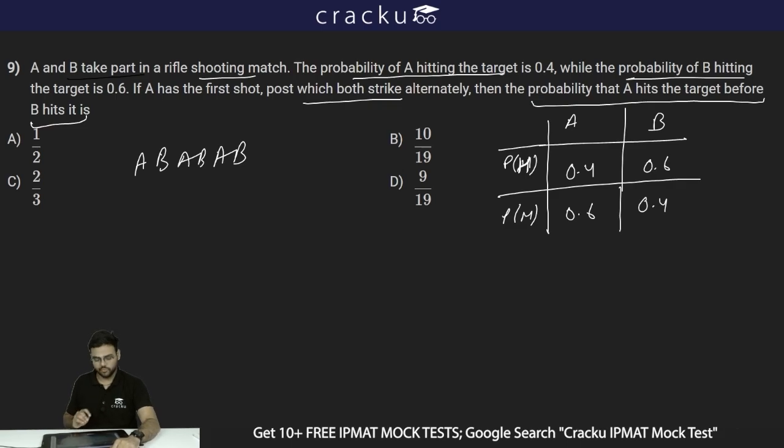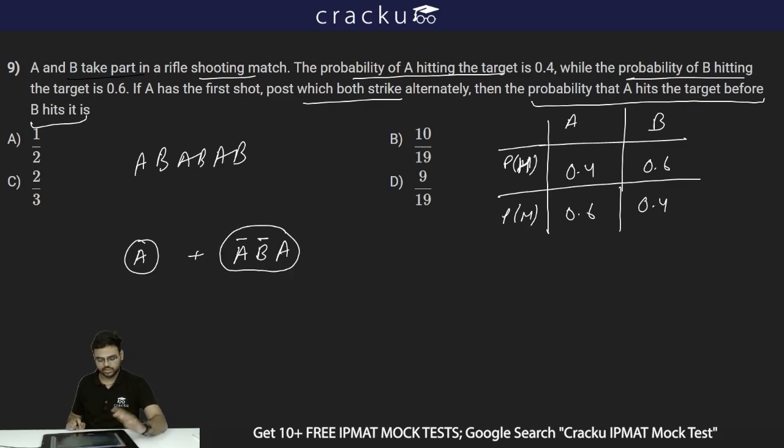So A hits the target before B. What I want is basically A should hit the target first. So what are the possible cases? In the first shot only A hits the target. Or in the first shot A doesn't hit the target. Now if I want A to be the first one to hit the target, B should miss the target as well, because if B hits the target, then B will become the first one to hit. So if A missed it, then B should also miss it, and then let's say A hit the target. So this is my second case.